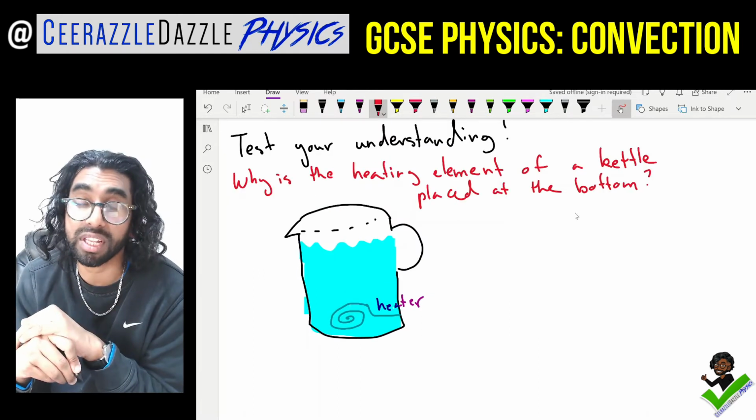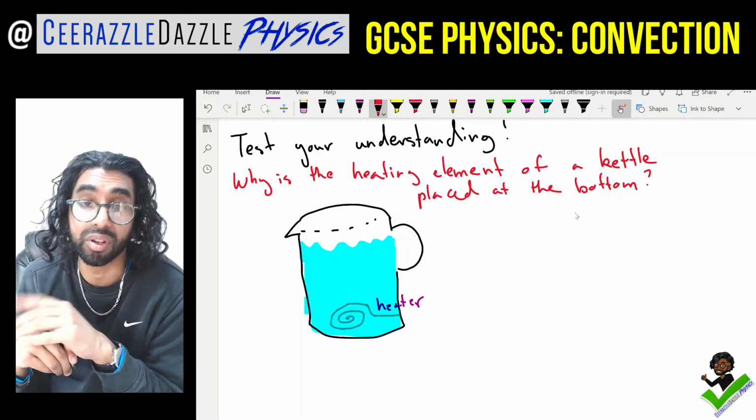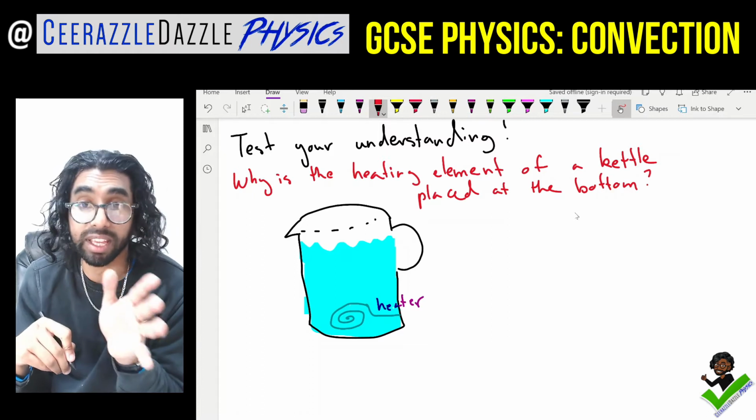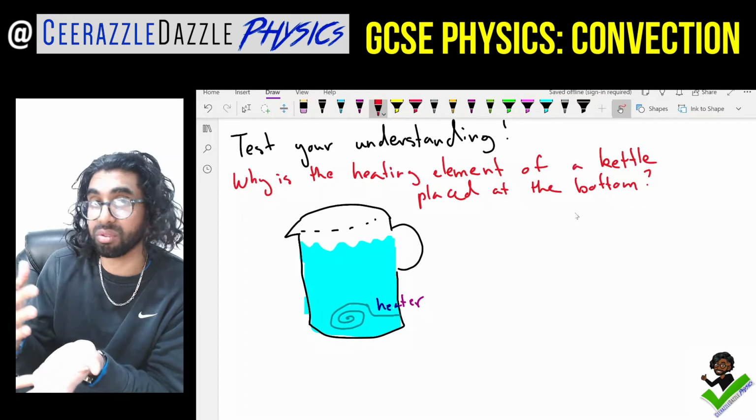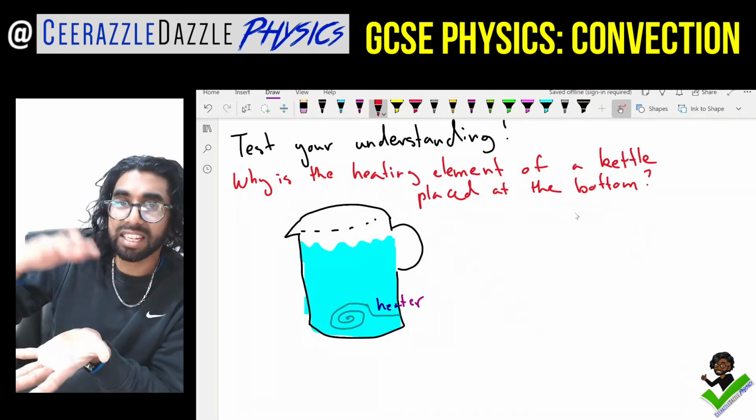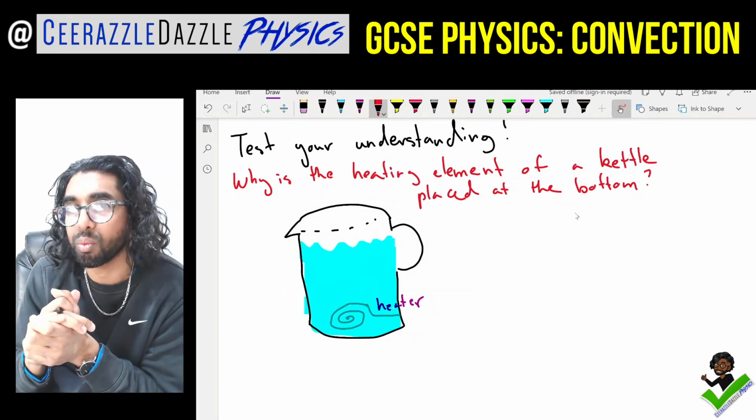Okay, so test your understanding of convection with the following question. Why is the heating element of a kettle placed at the bottom of the kettle? So when we give you a kettle, which you probably see one in your everyday life, the heating element is at the bottom. Think of the reason why.